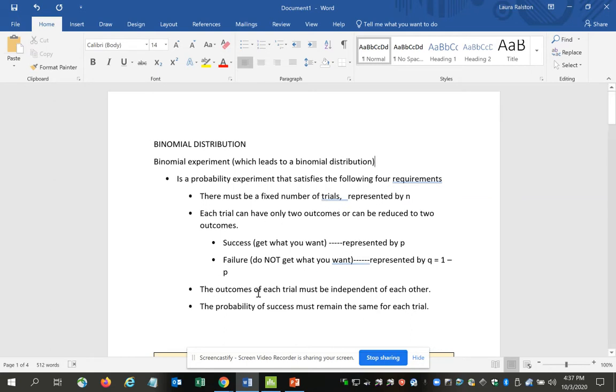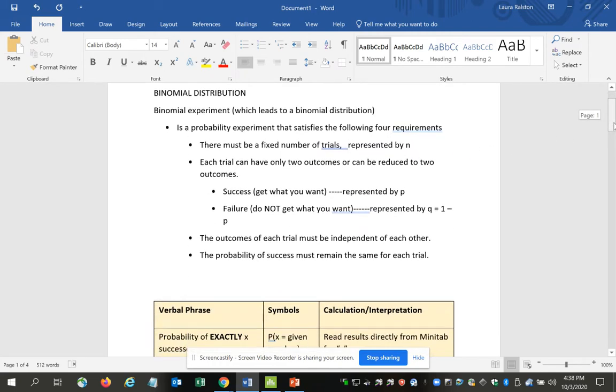Third, the outcomes of each trial must be independent of each other. Basically, what happens the first time you flip the coin does not affect what happens the second time, or the third time, or the fourth time. Even in rolling the die, the outcome of the first roll does not affect the second roll, third roll, or fourth roll. And finally, the probability of success must remain the same for each trial. You have to flip the same coin every time or roll the same die every time. You don't change things up.